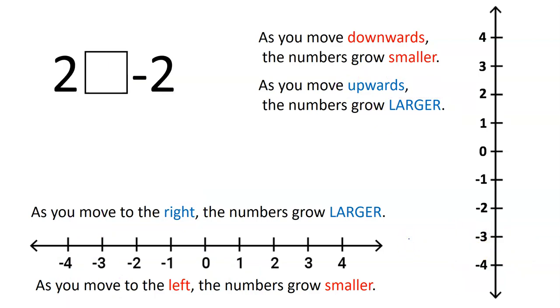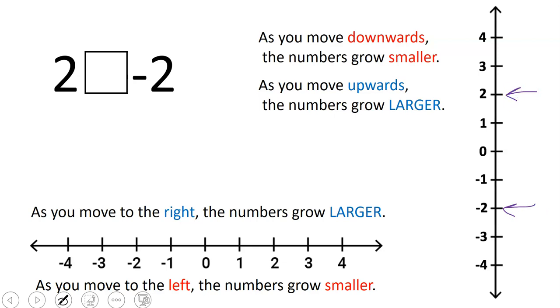Let's look at our next example. We have a set of numbers that are opposites. We have 2 and -2. And I'm just going to choose to use the vertical number line this time. You are free to just use one number line. You don't have to use both.